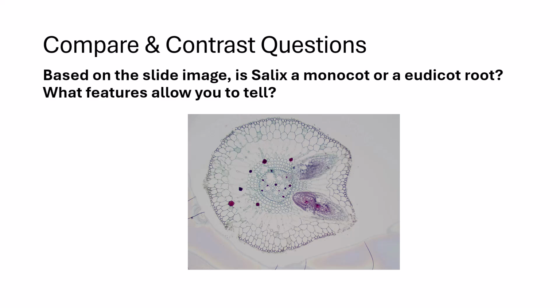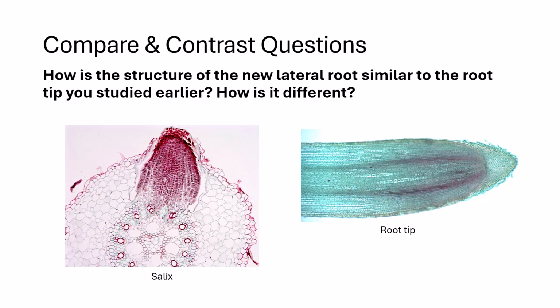Now think about what you observed in the image. First, decide whether salix is a monocot or a eudicot root. Use visible features from the cross-section, especially the arrangement of vascular tissues, to support your answer. Second, compare the new lateral root to the root tip you studied earlier in the lab. Think about what structures they share, like a root cap and meristem, and what might be different because one is a branch root forming inside an existing root. Record your answers in your lab notebook using the image as evidence.